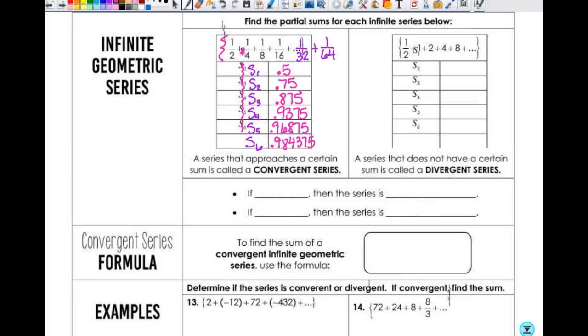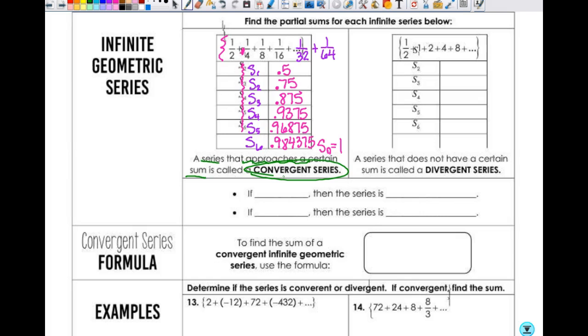Then we add 1/64 to that, and you get about 0.984. It's infinite, so in a way it never really gets there, but do you see how it's getting closer and closer to 1? So S sub n converges to 1 as we go to infinity. A series that approaches a certain sum is called a convergent series. It doesn't always have to be 1, but in this case it is.